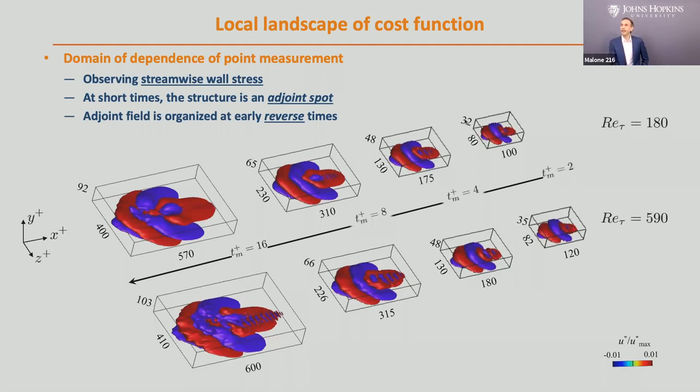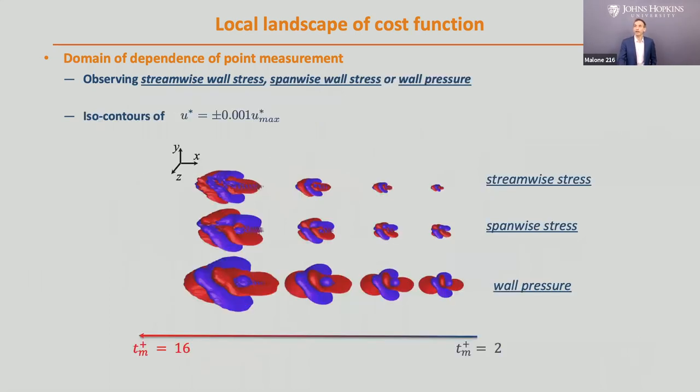We're looking at the adjoint spot for Re_tau 180 and 590. You can see that in plus units, there is this universality back in time for the domain of dependence of the measurement. We can compare measurement of streamwise shear stress, spanwise shear stress, and pressure. Unsurprisingly, the domain of dependence for the pressure is the largest. But for the rest of the talk, we'll focus on the streamwise shear stress.